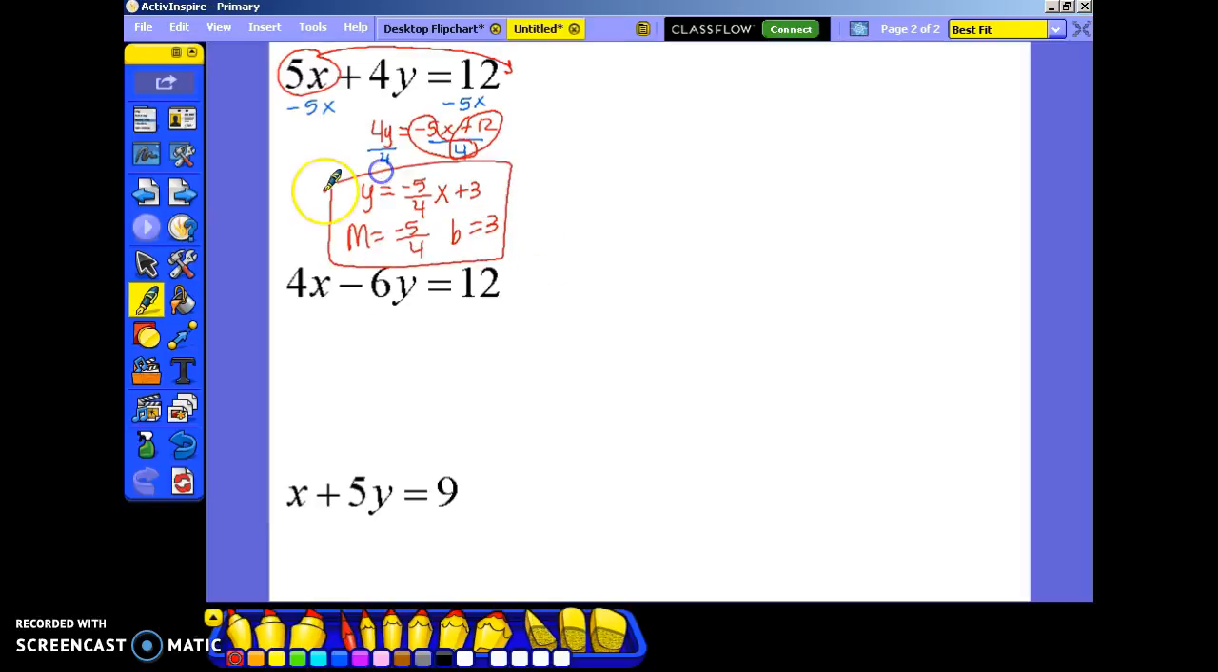You have to have all of this. Y by itself, so your equation is in slope-intercept form, and you have to identify the slope and identify the y-intercept.